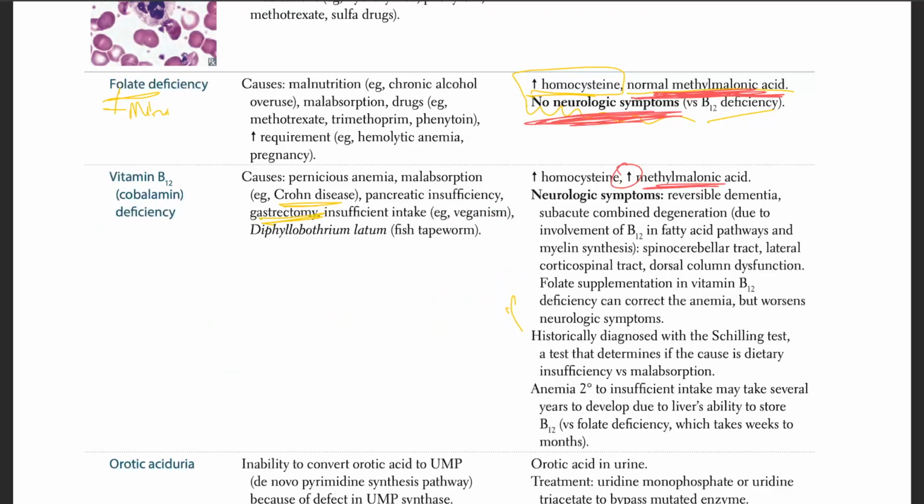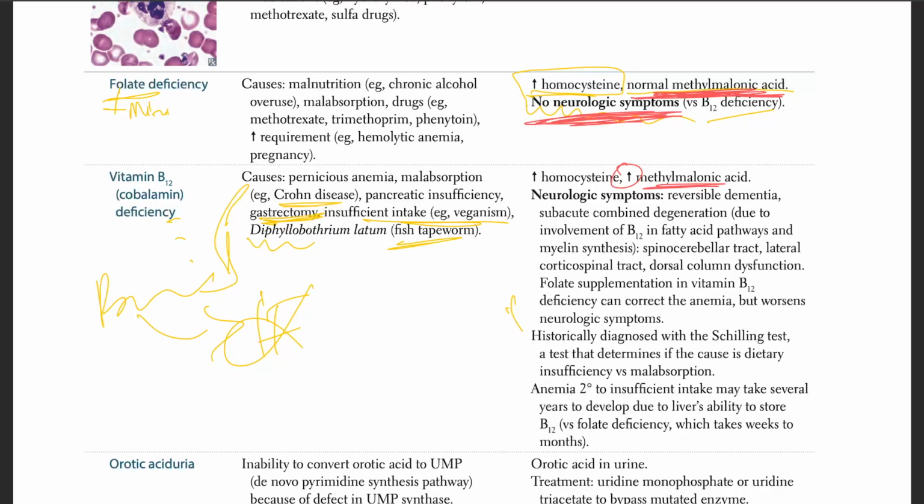Gastrectomy meaning you have no acid, right? When you have no acid, that decreases. Acid is coming from parietal cells, and basically no acid, no parietal cells, no IF. No IF leads to vitamin B12 deficiencies. And then you have the Diphyllobothrium latum fish tapeworm.